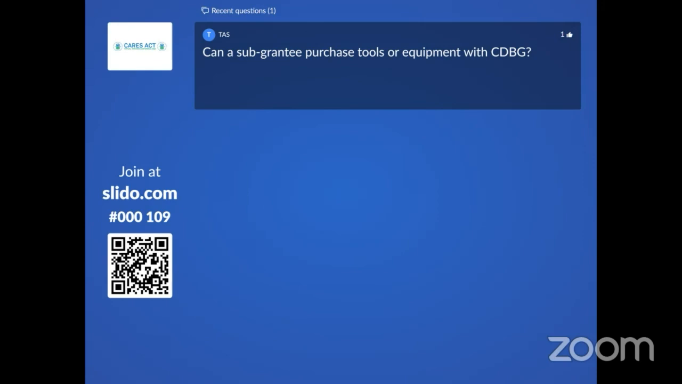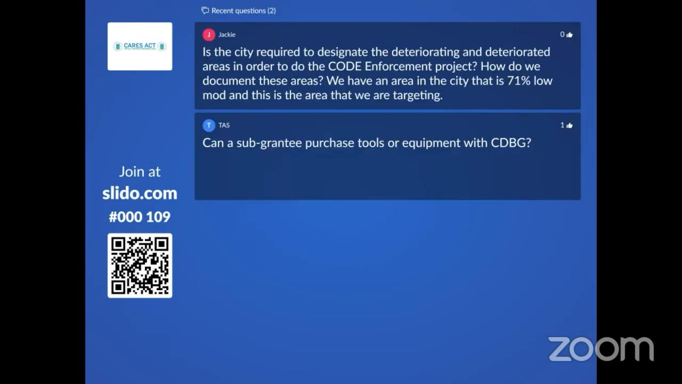Sub-grantee, you're talking about a subrecipient purchasing tools or equipment. The regulations at 570.207 say generally equipment can't be purchased with CDBG. The grantee and or the subrecipient may do so if it's necessary to carry out the activity and or if it constitutes all of a public service activity, if it's very necessary to carry out a public service activity.